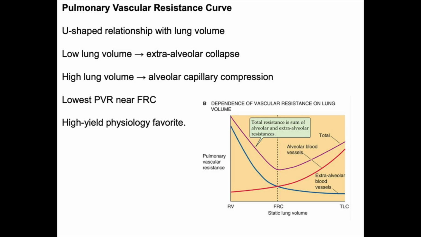So, when lungs are overinflated, like in severe emphysema, pulmonary vascular resistance increases. When lungs are severely deflated, resistance also increases. FRC is the sweet spot.